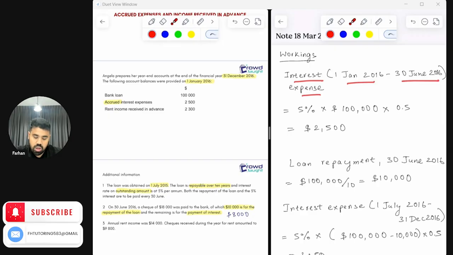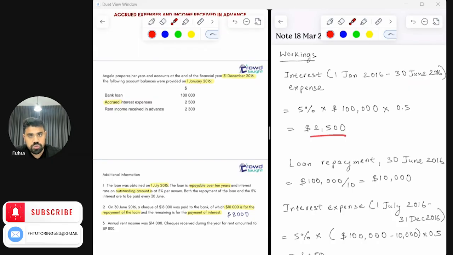We use the given rate of 5%, which is the annual rate, which is valid for the entire year or 12 months. And then we multiply it with the loan amount of $100,000. And then we further multiply it with 0.5. The reason we're multiplying here with 0.5 is because we know the 5% rate is for the entire year. So when we multiply with 0.5, this converts the 5% rate into a 6-month rate, which gives us the interest expense from 1 Jan 2016 until 30 June 2016. Okay, so on that basis, the interest expense for the first 6 months, based on our calculations, is $2,500.